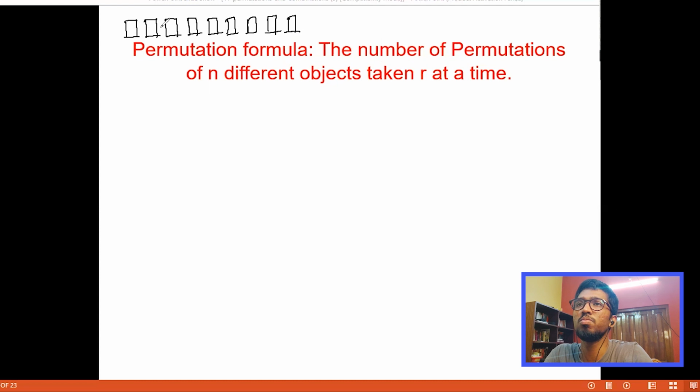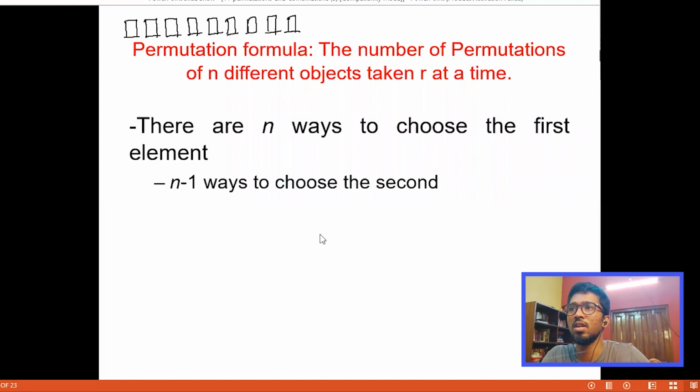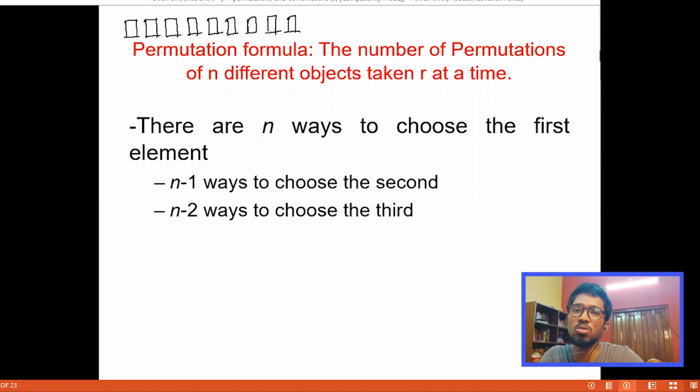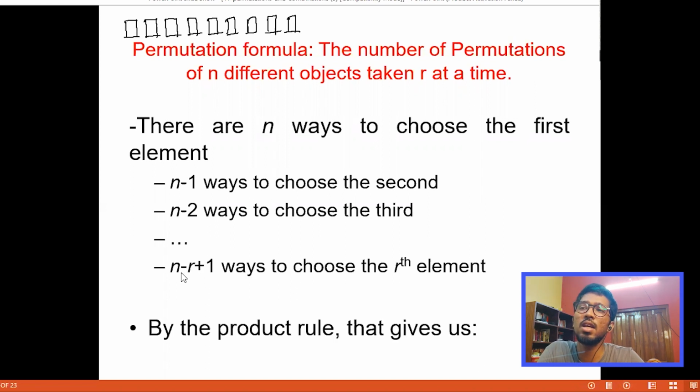Now for the first box, there are n ways to choose the first element. After that, for the second, n minus 1 ways I can choose the second. Then for the third, n minus 2 ways I can choose an object, and it will go like this. And for the last, there will be n minus r plus 1 ways to choose the rth element, right?